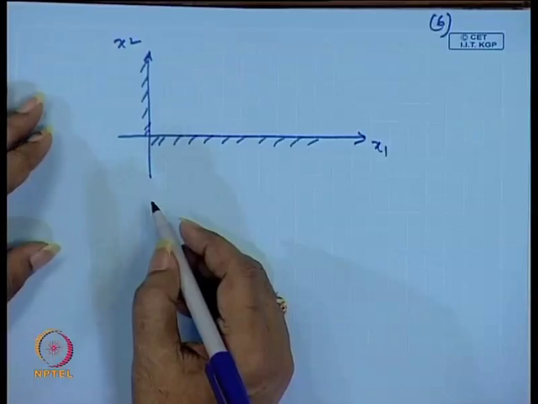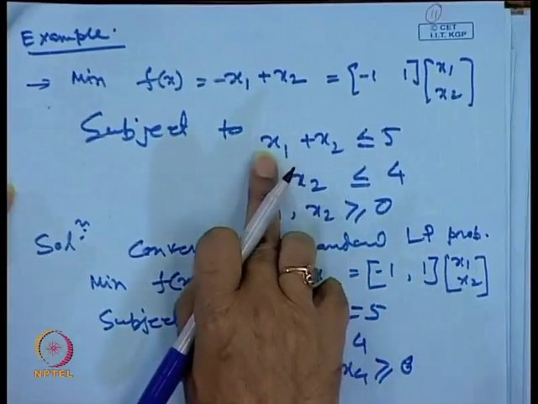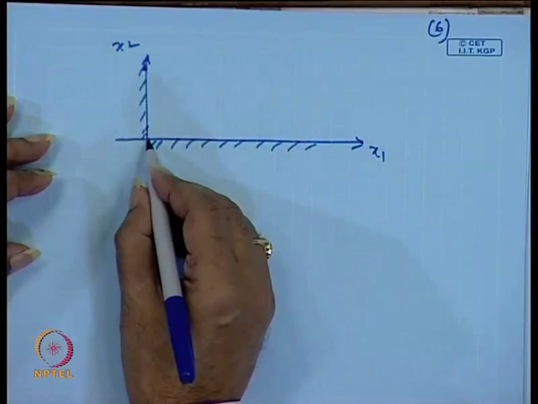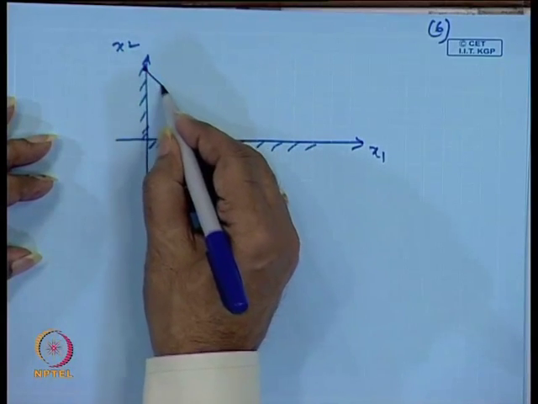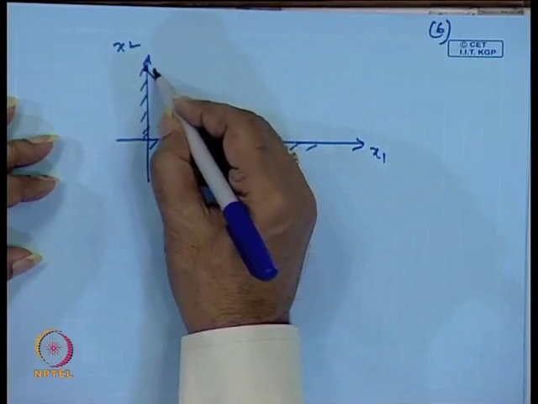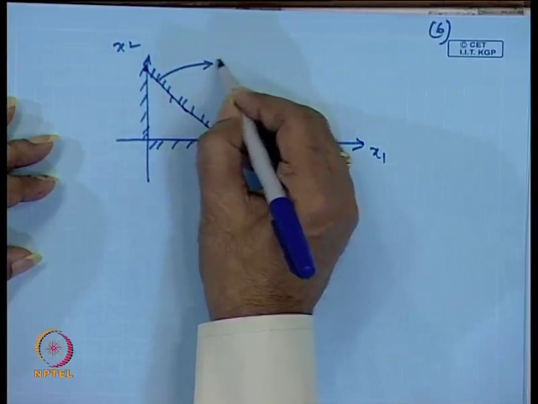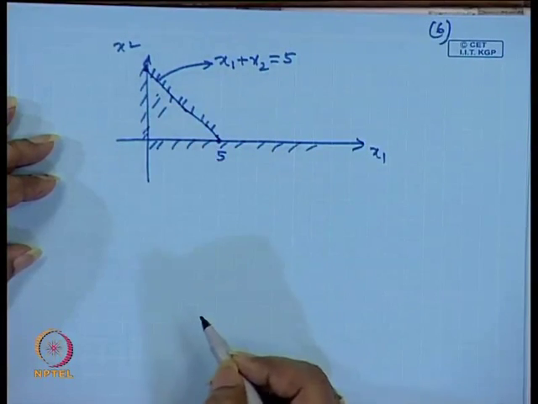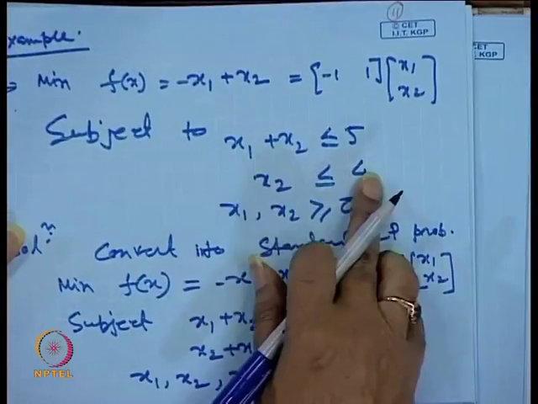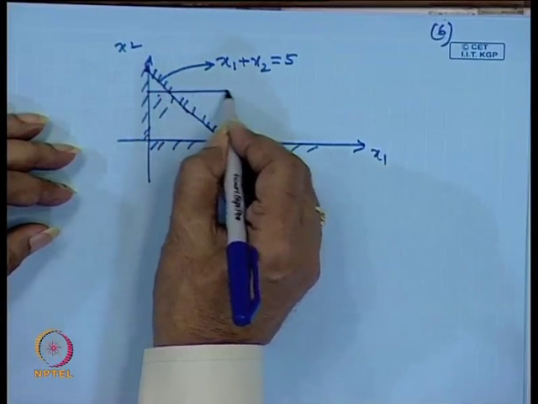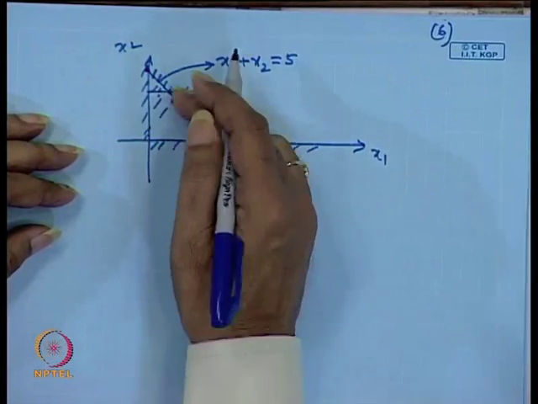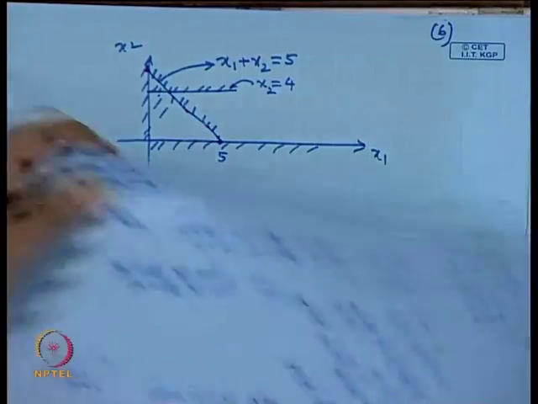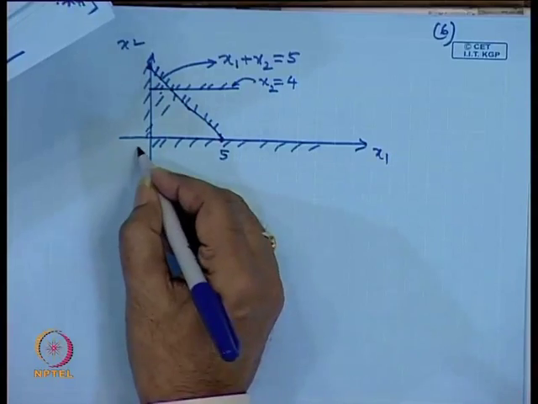Agree? So, you see the first equation x 1 plus x 2 is less than equal to 5, that we can represent by, let us call this is 5 and this we call is 5. So, that is the equation, and this is our region, and that is your x 1 plus x 2 is equal to 5 and less than this one, this is our region. Agree? The next equation is x 2 is less than or equal to 4, that region is, this is the x 2 is equal to 4. So, all constraints we have represented here. Agree? This is origin 0 0.